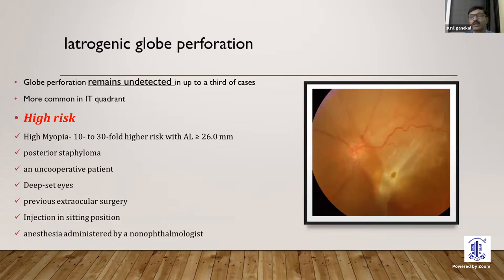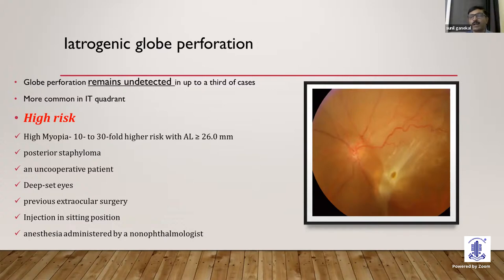So one needs to be very careful and take a thorough history to see whether this could be the cause for the vitreous hemorrhage. It tends to occur more commonly in the inferotemporal quadrant. Another thing one should look at is the high-risk cases which are more prone to have a perforation-associated vitreous hemorrhage than other patients, like somebody with very high myopia with a long axial length, uncooperative patients, deep-set eyes, previous extraocular surgeries.